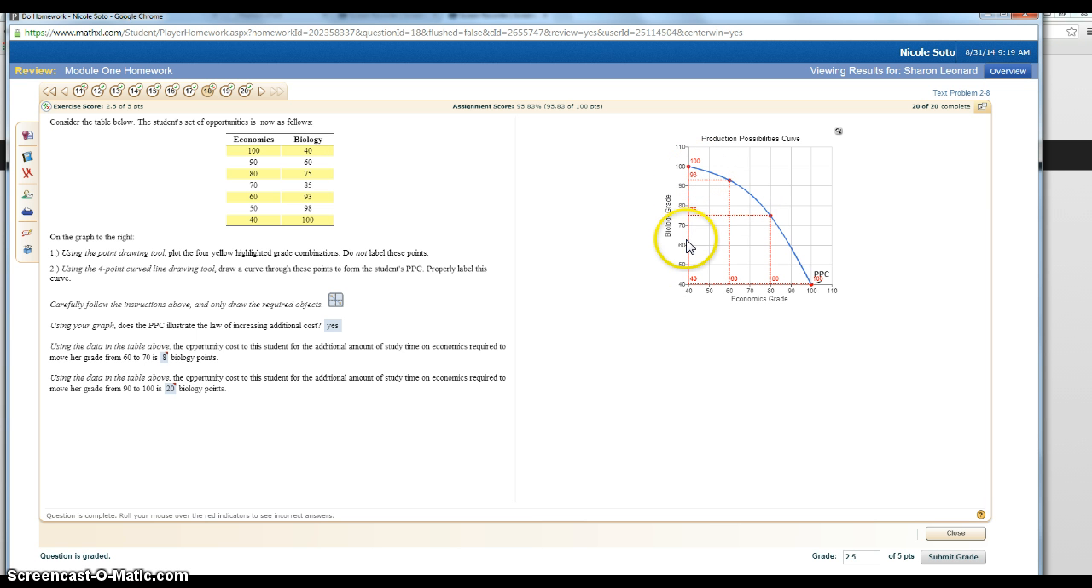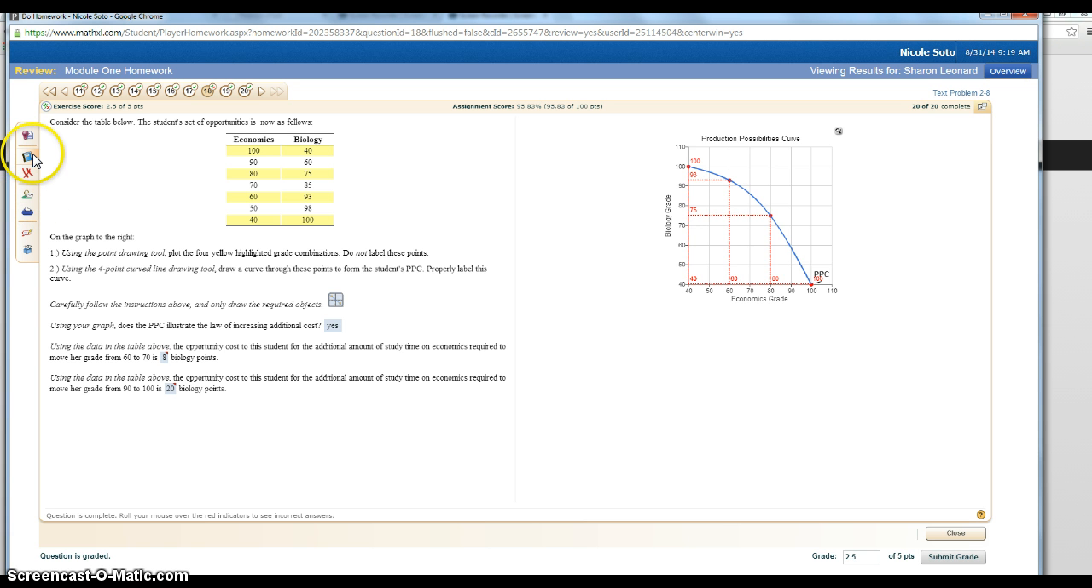If you want to study more for biology and get a better biology grade, you're going to have to give up studying for economics, and then your economics grade will suffer. That's the concept here. If you look over here on the left hand side, there's all these tools, and one of the tools you use was Ask My Instructor.